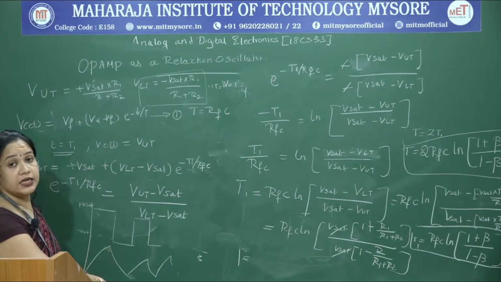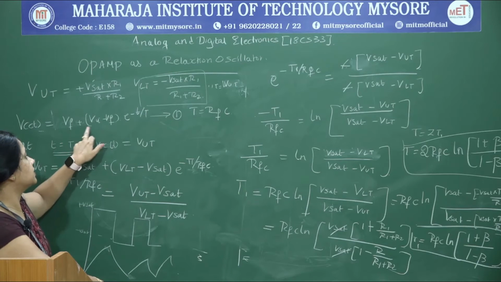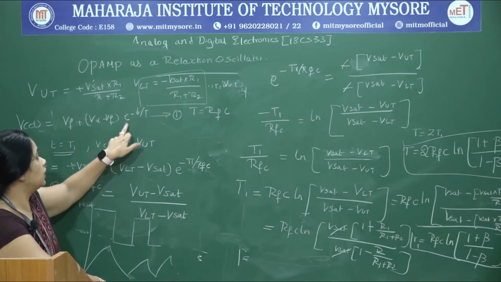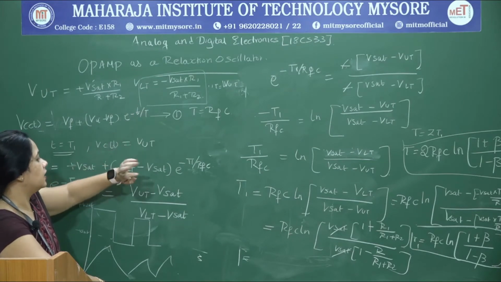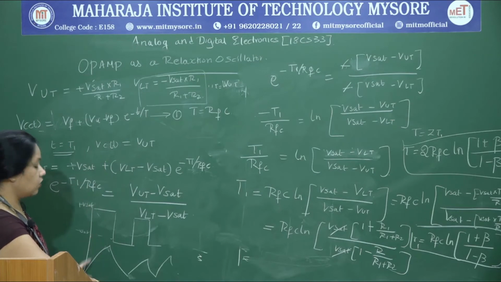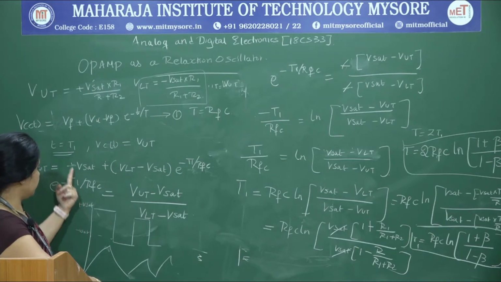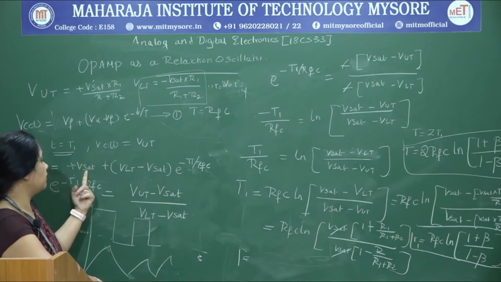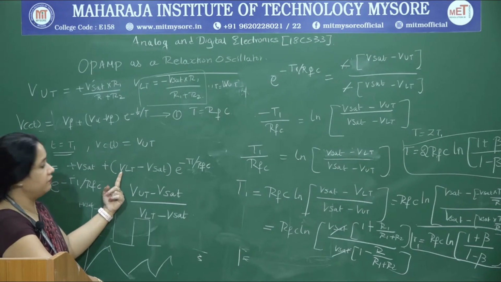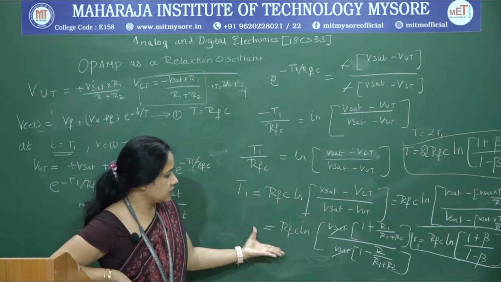Now, we are to write the expression for the capacitor voltage. You can see the capacitor is getting charged exponentially. We can write the expression for the capacitor voltage as final value plus initial value minus final value into exponential, rising as an exponential function of time, e to the power minus t by RC. So, at t equal to T1, what is the capacitor voltage? It is VUT. Substitute these values. It starts from an initial value of VLT, and it gets charged towards the final value of plus Vsat. Substitute these values and arrive at an expression for T1.